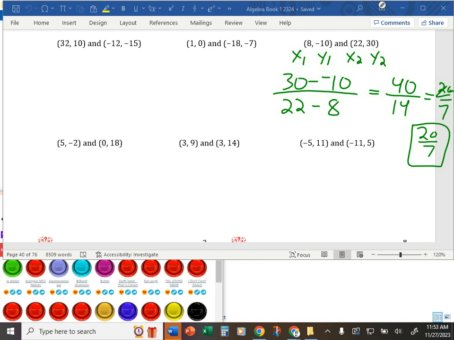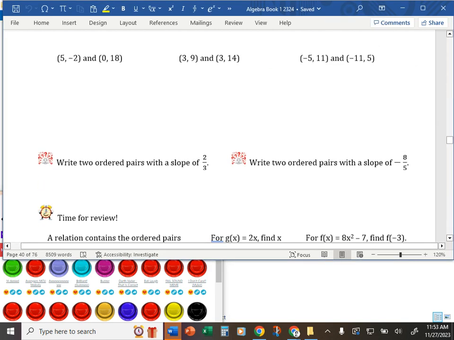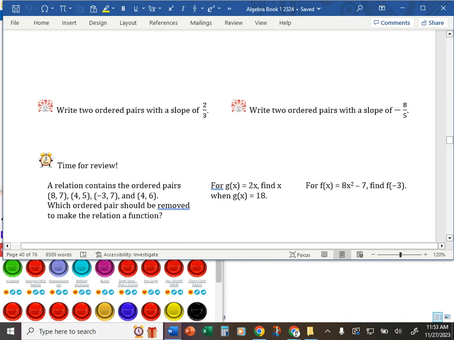Down below that, you've got some brain buster questions where I give you the slope, and you write two ordered pairs that would result in that slope. So you're looking for two y values with a difference of 2, two x values with a difference of 3. Okay, that's what's going on there. And then some review questions at the bottom as well.